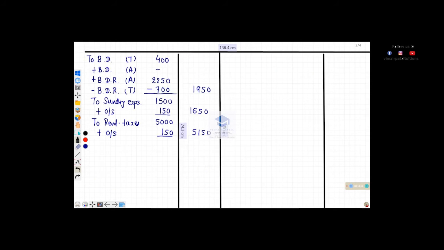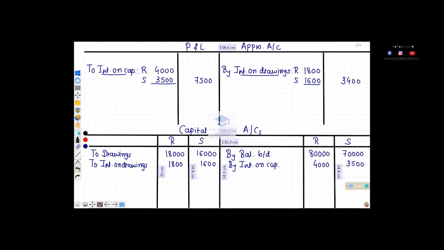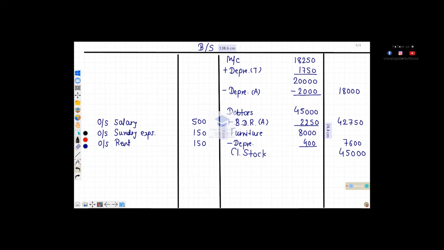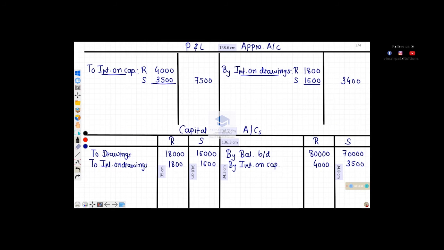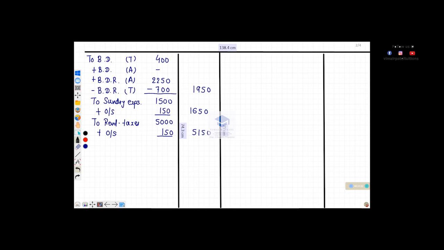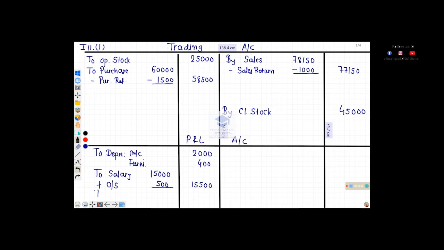Then cash balance. Cash balance will appear on the asset side of the balance sheet. It's 10,000. Discount allowed on the debit side of P&L is 500.